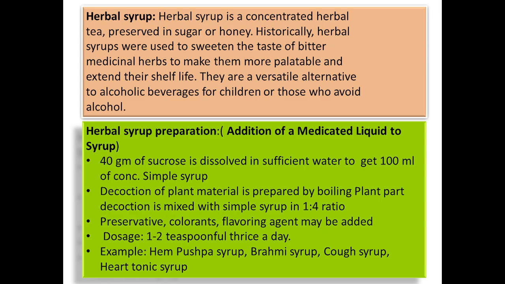Herbal syrup preparation, using the method of addition of medicated liquid to syrup. 40 gram of sucrose is dissolved in sufficient water to get 100 ml of concentrated simple syrup. So first, concentrated simple syrup is prepared just by dissolving 40 gram of sucrose in sufficient water.